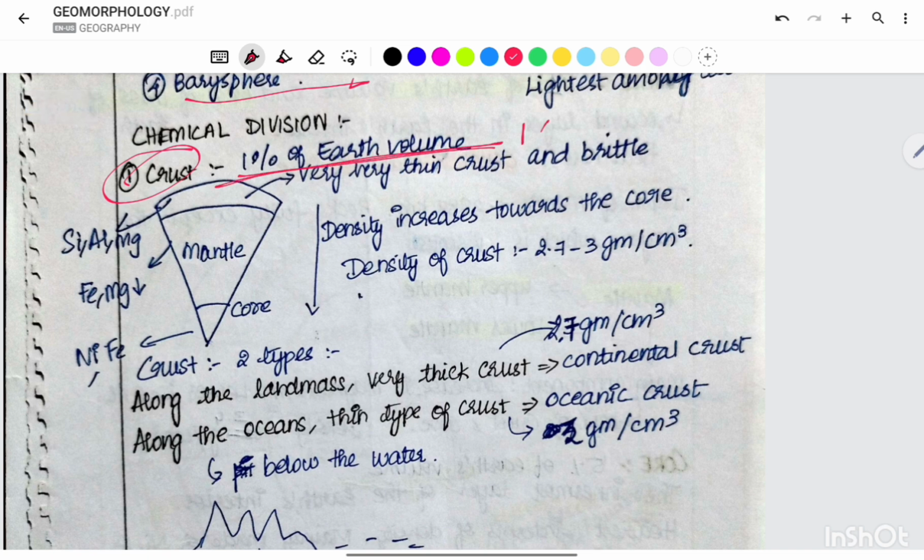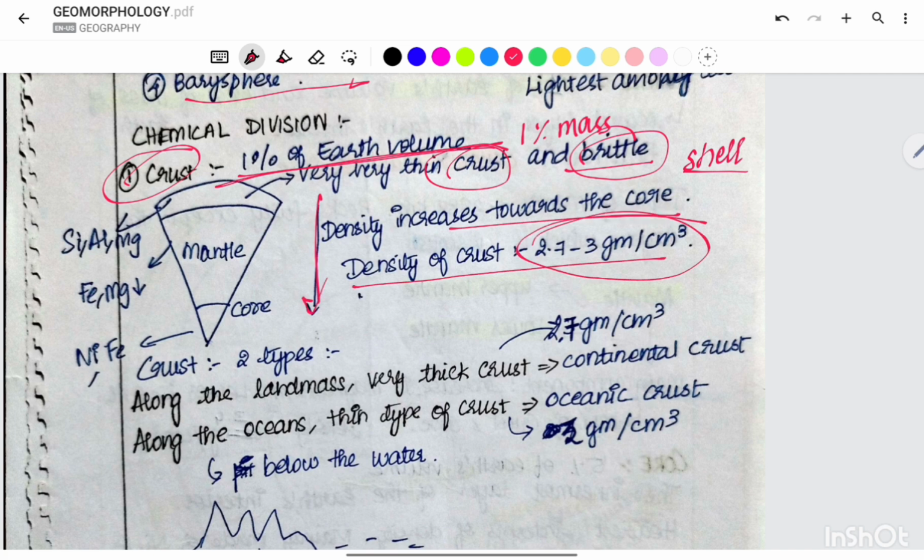This is 1% of the earth's volume and 1% of the earth's mass. It is very thin and brittle, like an eggshell, how it is breaking, right? It is brittle. The density increases as we go towards the core. The density of the crust is 2.7 to 3 gram per centimeter cube.